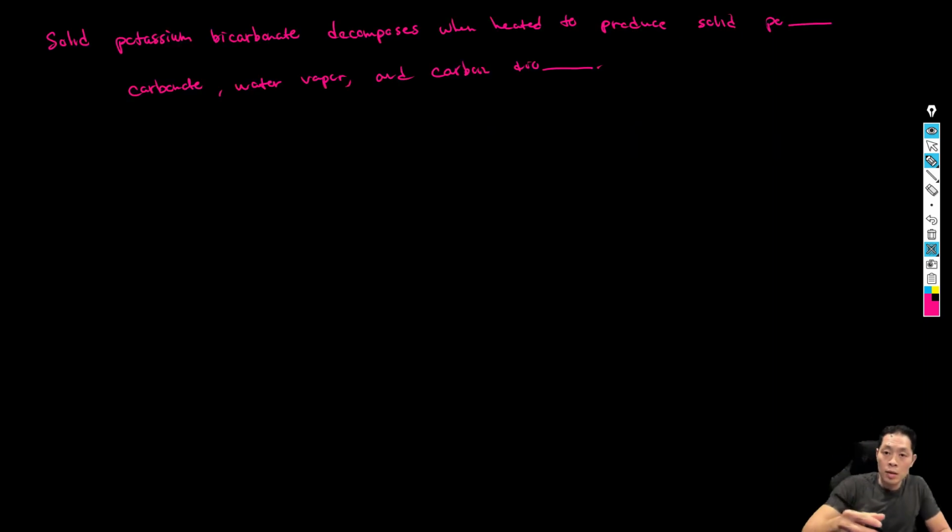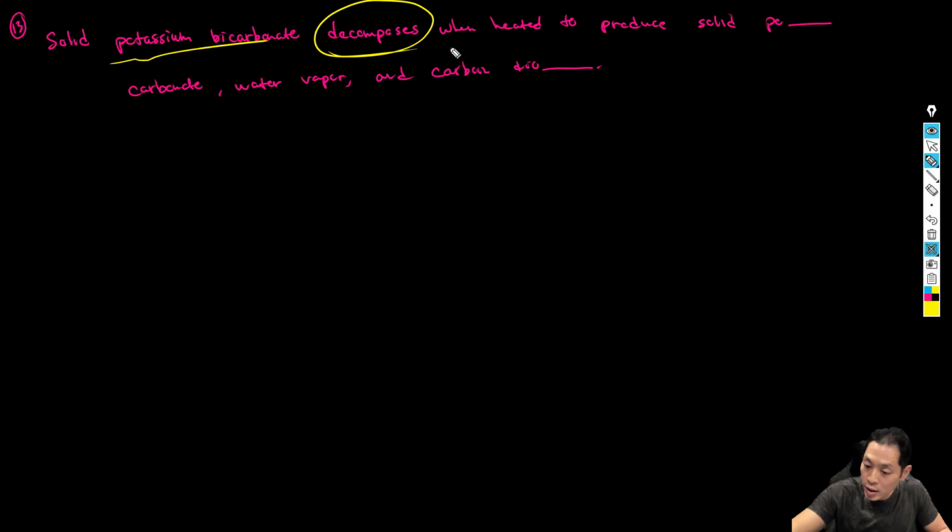For number 13, we have the following. Solid potassium bicarbonate decomposes, so that's the key word, to produce solid potassium carbonate, water vapor, and carbon dioxide.